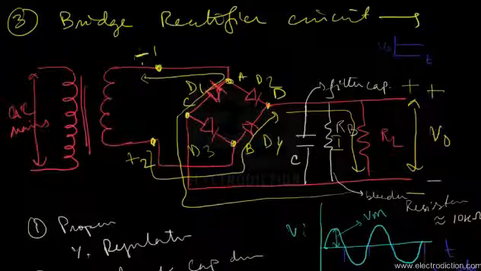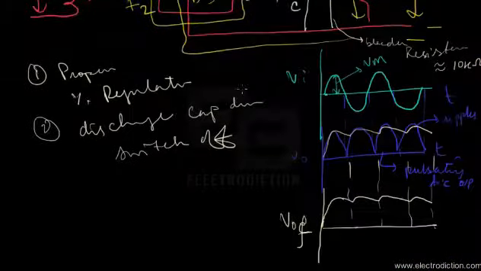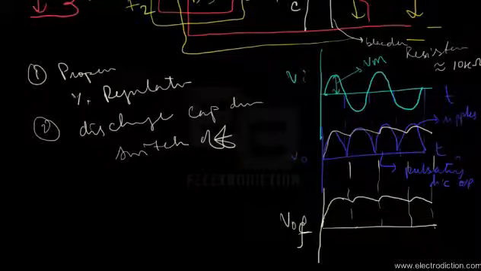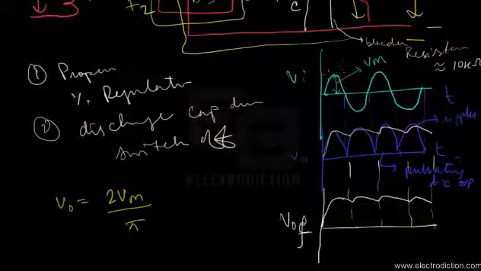Having said that, let's move on to the mathematical parameters obtained in the case of a bridge rectifier circuit. The output DC value or expression is the same as that of the full wave rectifier, which is 2 Vm by pi, where Vm is the peak input voltage of the input AC voltage.